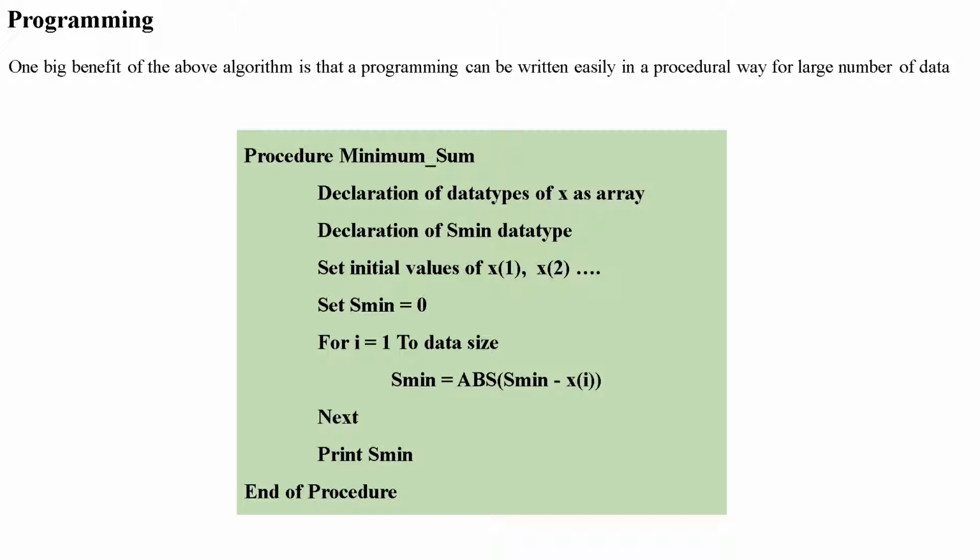Then there is a for loop for i equals 1 to the data size. Then smin every time is redefined as the absolute value of smin minus xi, for i equals 1, 2, 3, and so on. Finally, once this is done for the whole size of the data, this is the final value of S minimum, and then you can find it easily.